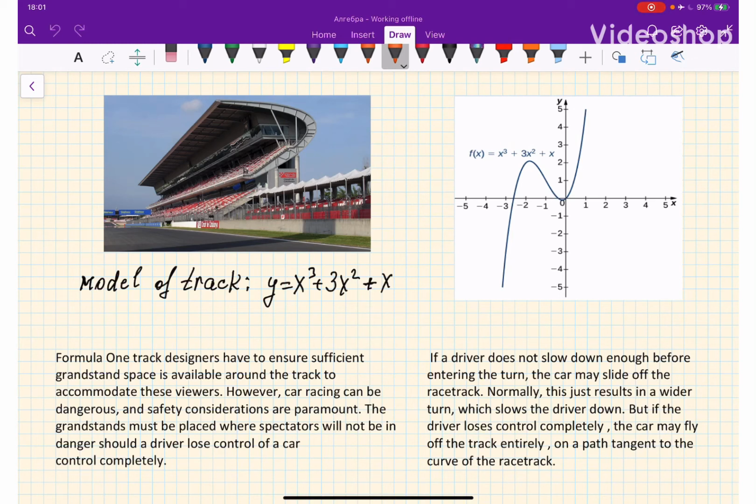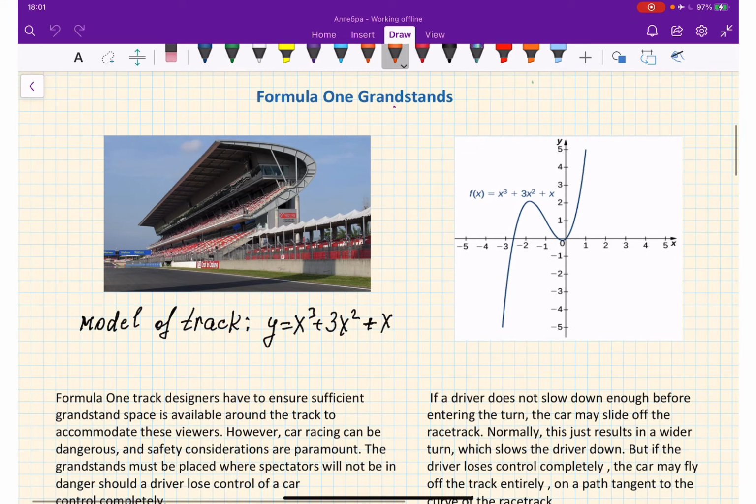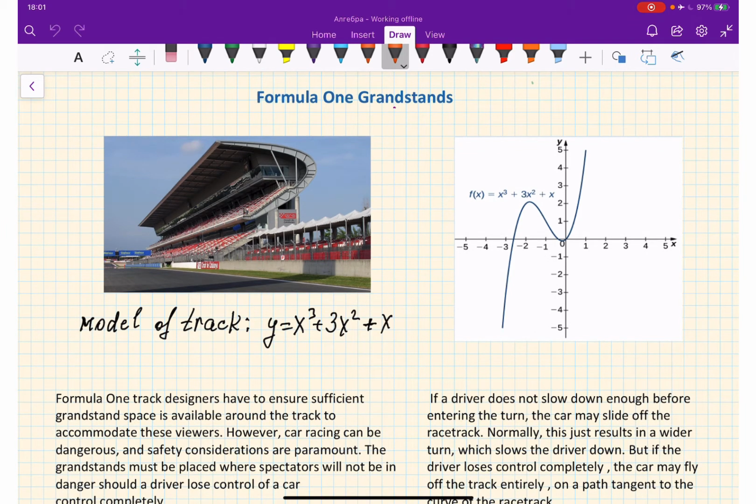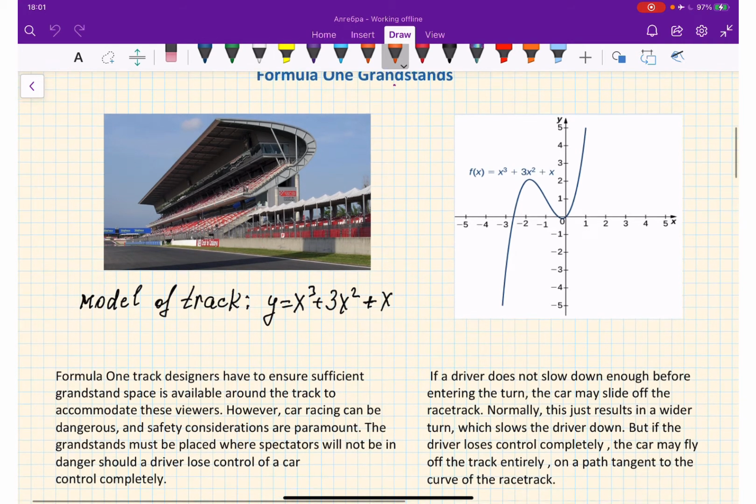Okay, I'm going to solve a word problem using a derivative. So I picked an example of a world-famous Formula One grandstand. I don't know if it's in Spain or Italy. That's the picture from there.